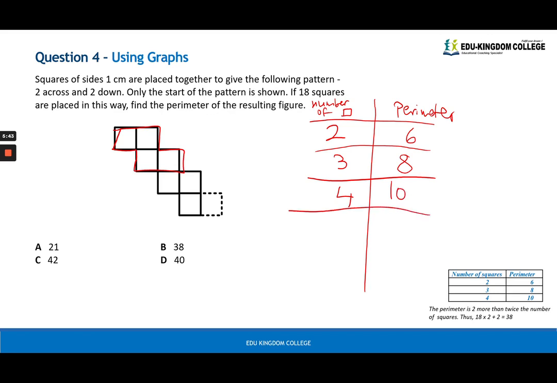Is there a pattern? Yes. The pattern is between the numbers: times 2 plus 2. In this way, we actually don't need to fill out all of the numbers until 18. We know that the pattern is times 2 plus 2. 18 times 2 is 36. 36 plus 2 is 38. So the answer is B.